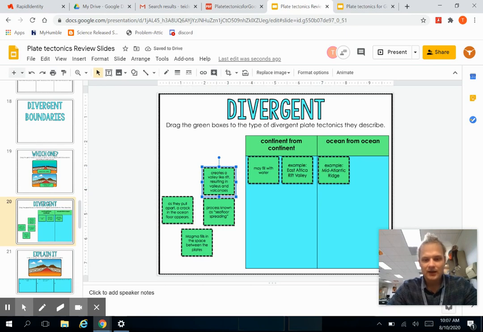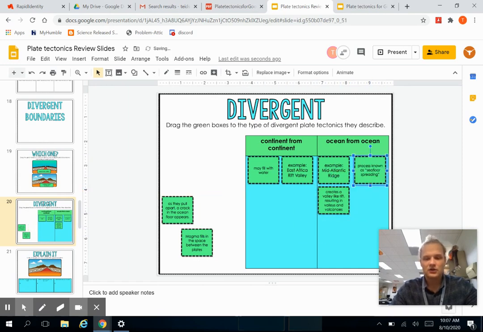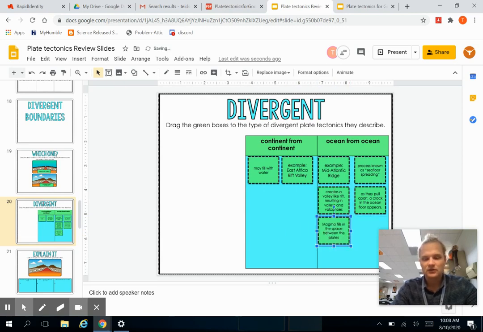Creates a valley-like rift, resulting in valleys and volcanoes. Let's go ocean. Process known as seafloor spreading. Ocean, because we're creating new seafloor. Okay, as they pull apart, a crack in the ocean floor appears. Yep, again, got right there. Magma fills the space between the two plates. Ocean. Nice job. All right, guys, let's keep on going.